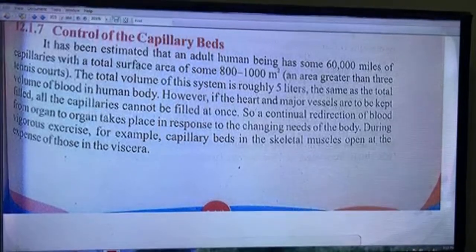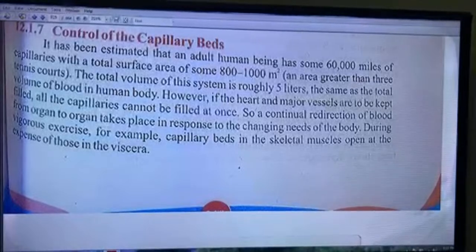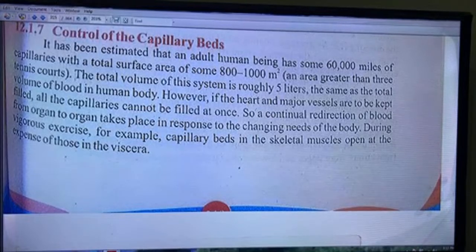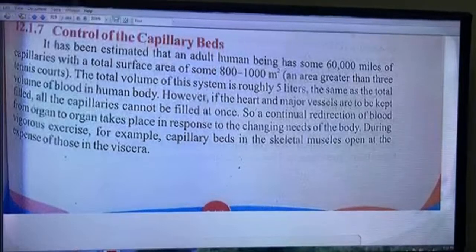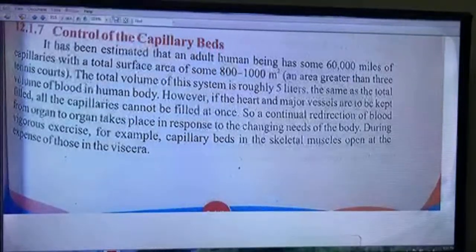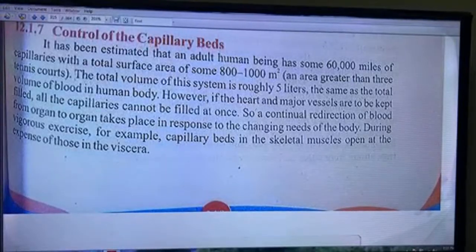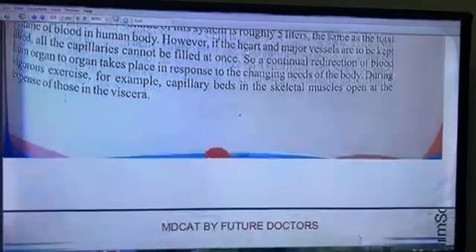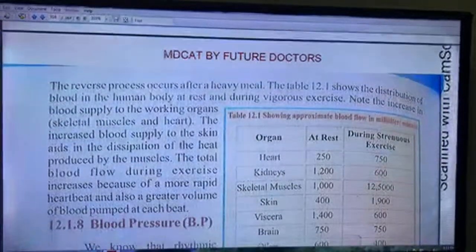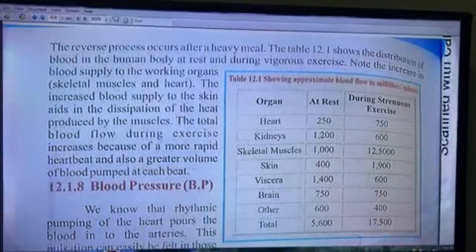However, if the heart and major vessels are to be kept filled, all the capillaries cannot be filled at once. So, a continual redirection of blood from organ to organ takes place in response to the changing needs of the body. During rigorous exercise, for example, capillary beds in the skeletal muscles open at the expense of those in the viscera. The reverse process occurs after a heavy meal.